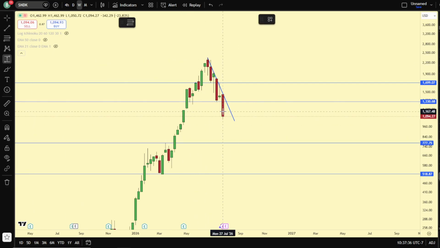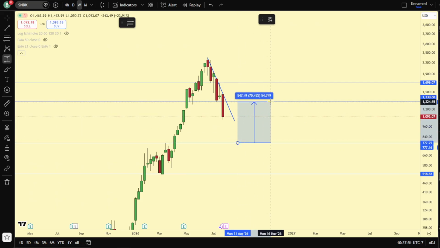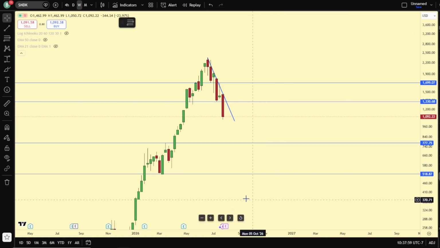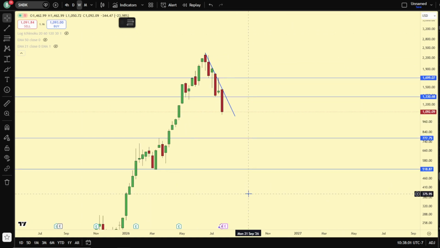And then if it's just a straight dump into this level, I would be looking for a pretty massive move back up, because then we would have a massive gap to the downside here, and you'd be looking to swing this. If you bought at 777 here, you'd be looking to swing this all the way back up for a bearish retest, which is like a 70% move back up to 1,330 here. So that would be the second scenario that I'd be looking to play on Sandisk here.